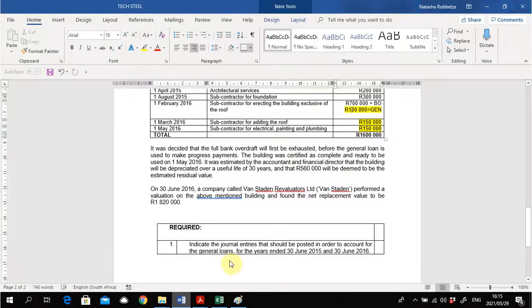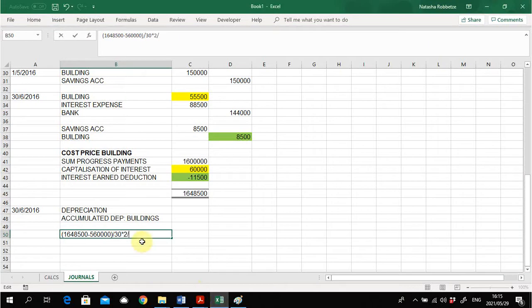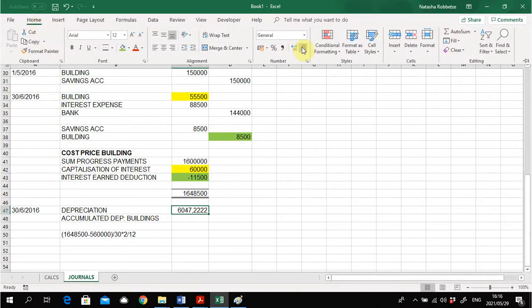So this information I'm reading from here. 30 years, and then we started to use it from 1 May. So we will count May and June. It's 2 months in that financial year. And that should give us depreciation of, let's see, this minus 560,000 divided by 30 times 2 out of 12. We get 6,047 and 22 cents.